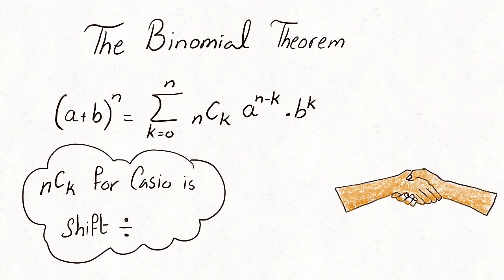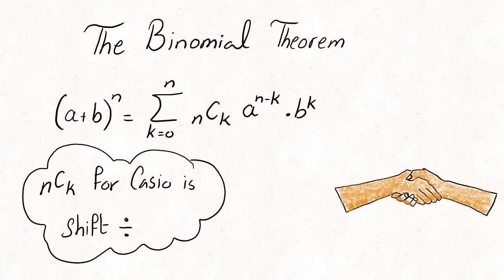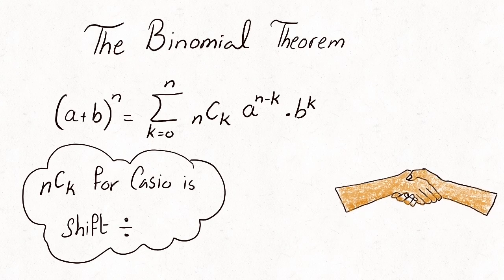The binomial theorem. The expansion of the binomial a plus b to the power n equals the sum from k equals 0 to n of nCk a to the power n minus k, b to the power k. Just to highlight what is C. C in math is the combination, and if you are using the Casio calculator, then the shift division button will give you the nCk function.